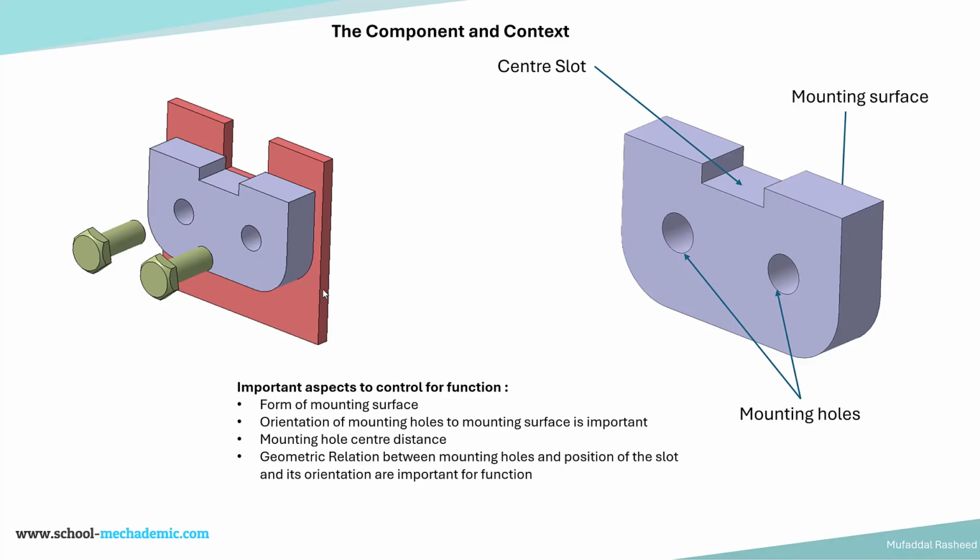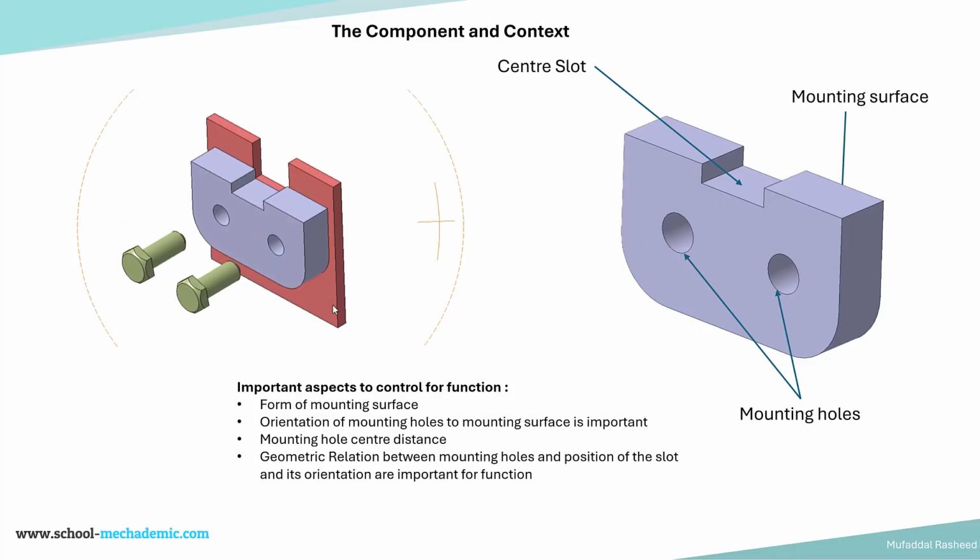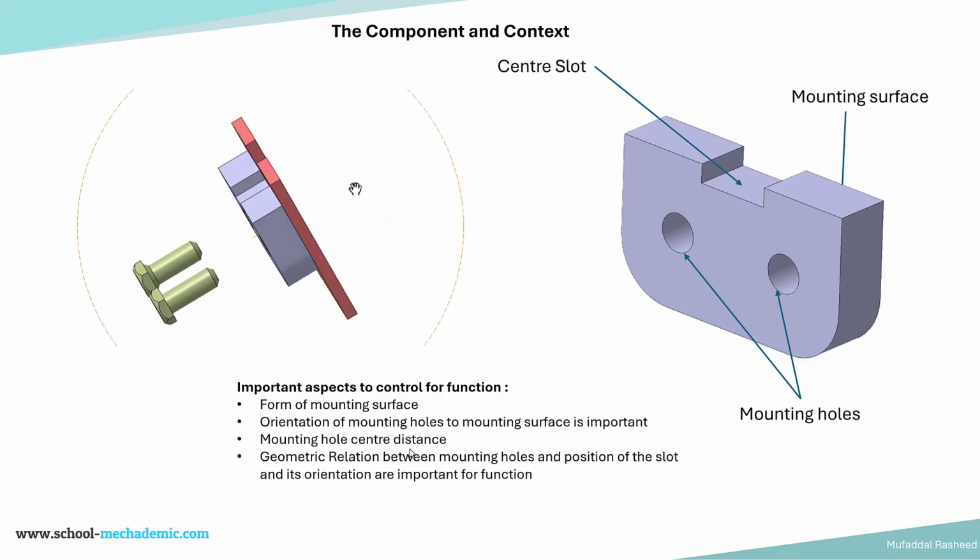Second, the orientation of the mounting holes to the mounting surface is important. The holes have to be perpendicular to the mounting surface. If they are at an angle, then when the fasteners are being inserted, we will not be able to fasten this part to the back plate. So that is also important. Not only angle, the center to center distance between the two holes is also important. That should match with the center to center distance on the back plate. So orientation and position both are important. Mounting hole center distance, that is what we're talking about.